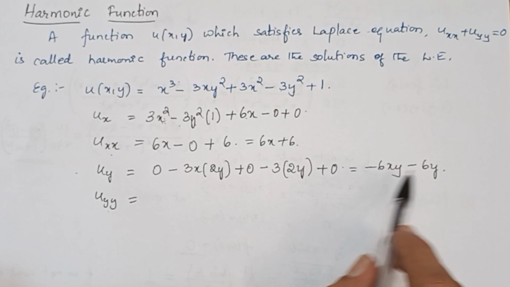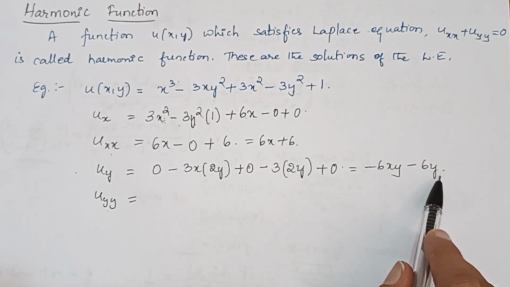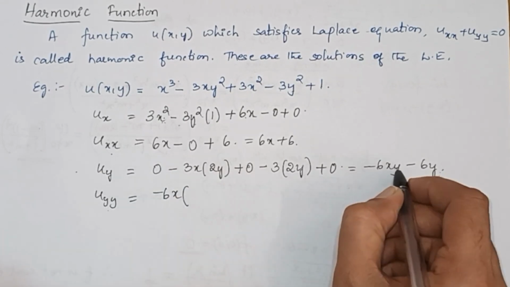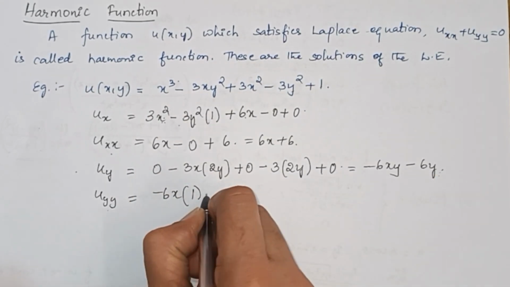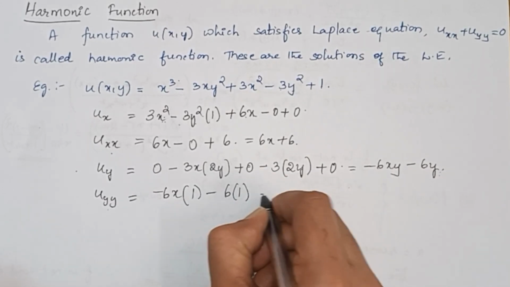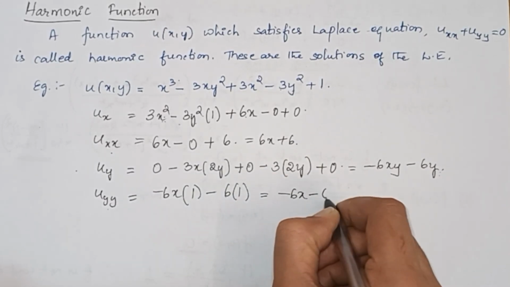So once again find the derivative of this with respect to y. Minus 6x is constant, derivative of y with respect to y is 1, minus 6 into derivative of y with respect to y is 1. So that gives you uyy equal to minus 6x minus 6.